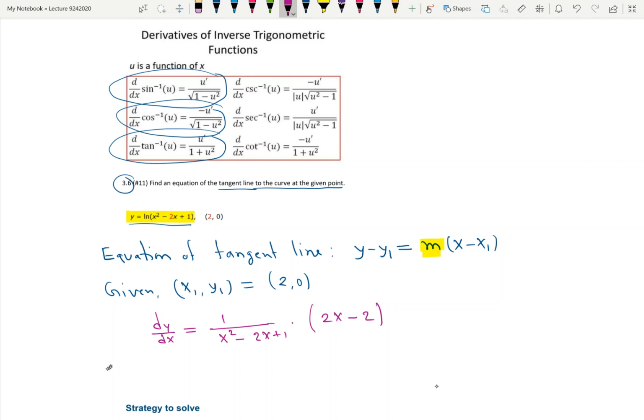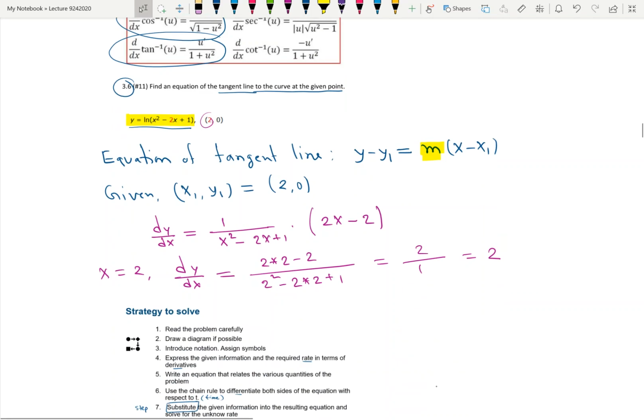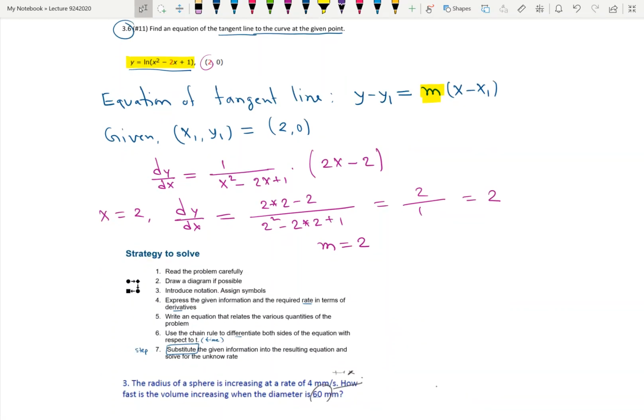So when x is 2, then dy over dx is, these 2s come from here. Okay, so dy over dx would be 2 times 2 minus 2, over 2 squared minus 2 times 2 plus 1, which is 2 over 1, 2. So the slope is 2. So m is 2. So what would be the equation?